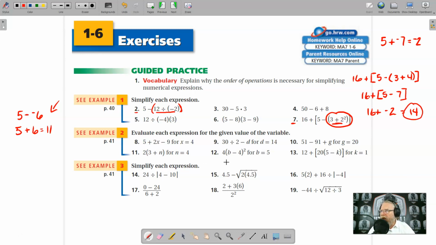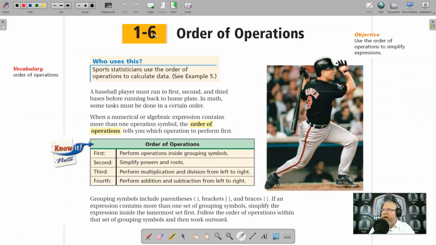Looking at the next one, I'm kind of cramped for space, and I'm looking at the time on this video. It's at 28 minutes. I think we're probably good to go on this, so I'm going to go ahead and leave it at that. And that is my complete presentation for Textbook, Chapter 1, Lesson 6, Order of Operations. Thank you.